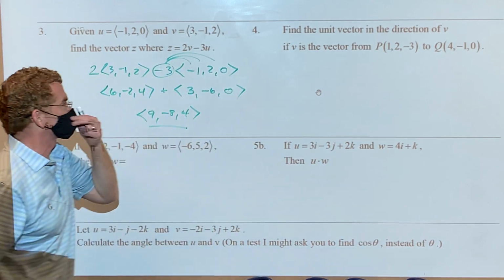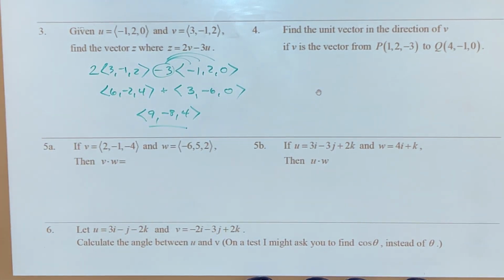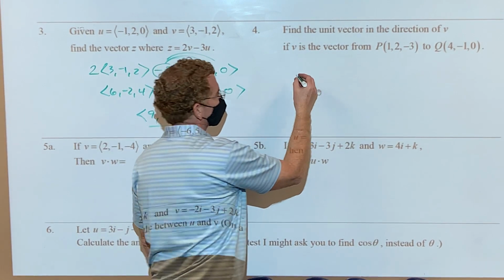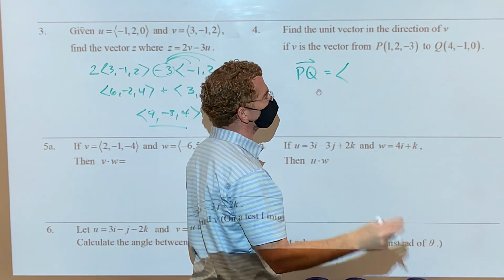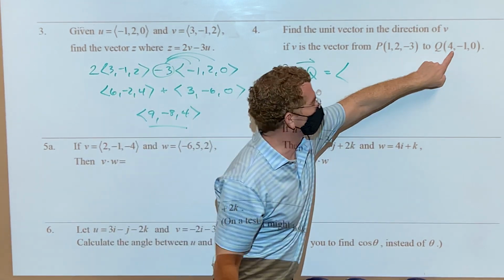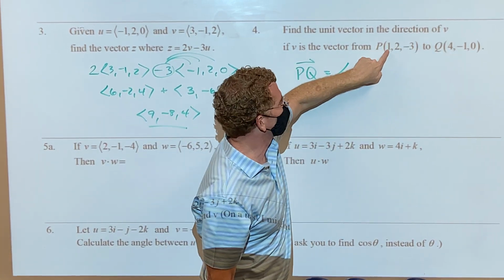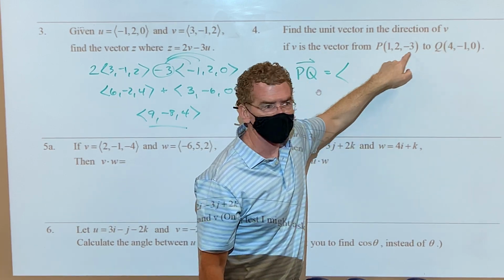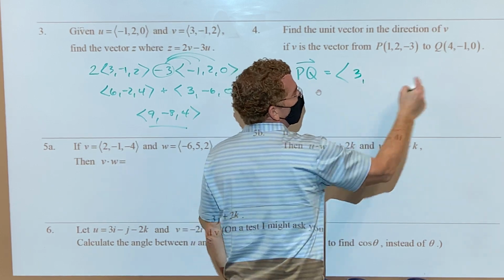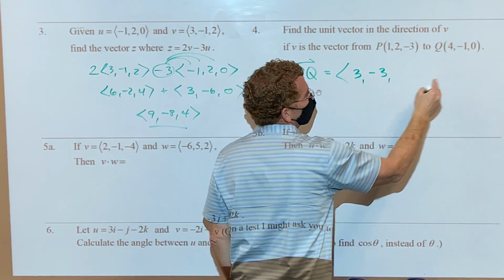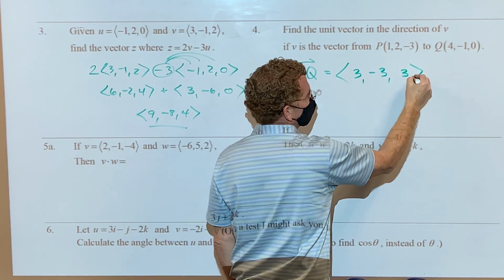And look at this one, number 4. It says find the unit vector in the direction of v if v is the vector from P to Q. I'm asking you to do 2 things. What's the first thing you're going to need to do? Find PQ. So from P to Q would be PQ. And what would I have to do first? Terminal minus initial. Because these are points, right? Notice the brackets are not around these. So I would have to go terminal minus initial, 3. Terminal minus initial, negative 3. Terminal minus initial, positive 3.